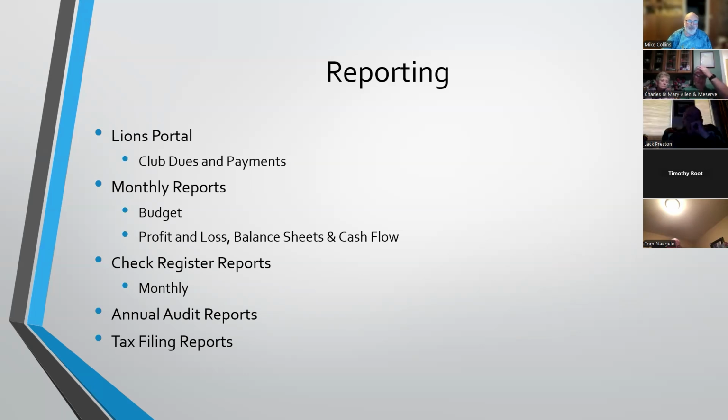Monthly reports, typically, if you've got a budget, you want a comparison to budget. Okay, we budgeted $3,000 for our raffle income, and right now we're at $2,700. So, reporting on that type of thing. Balance sheet, profit and loss.